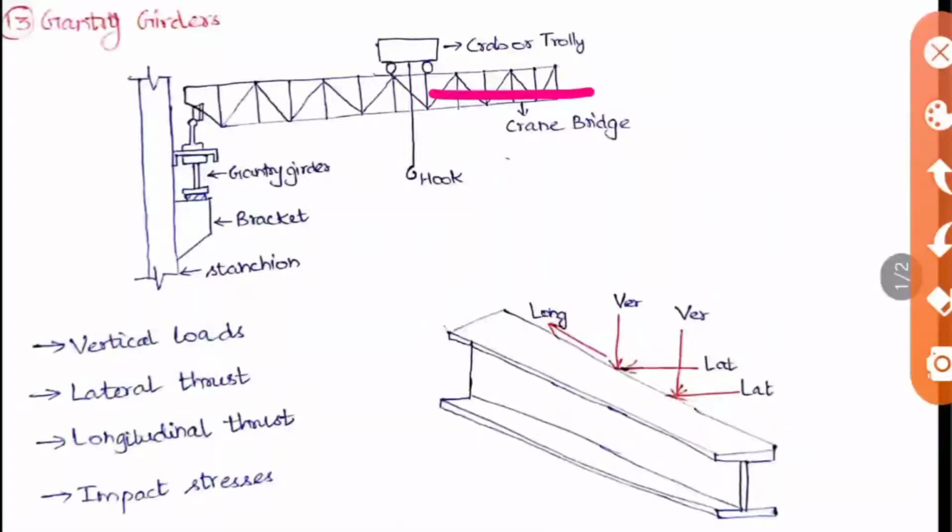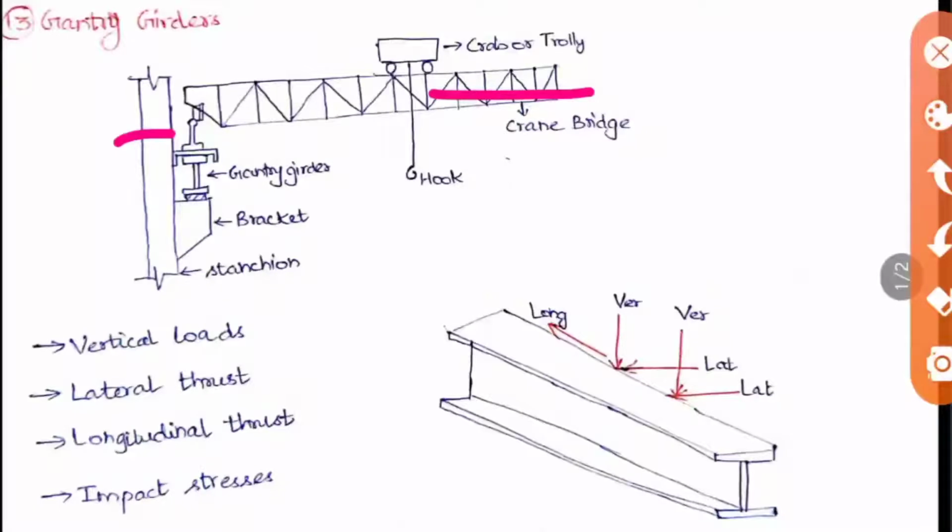The next one is the longitudinal thrust. When the crane bridge itself, this whole bridge, moves along the rail, this is your rail part, and when it starts and stops suddenly, there will be longitudinal thrust, that is, the loads along the longitudinal direction of this gantry girder. It will be in this direction. These are the three main loads that are applied here, and then the impact stresses in addition.